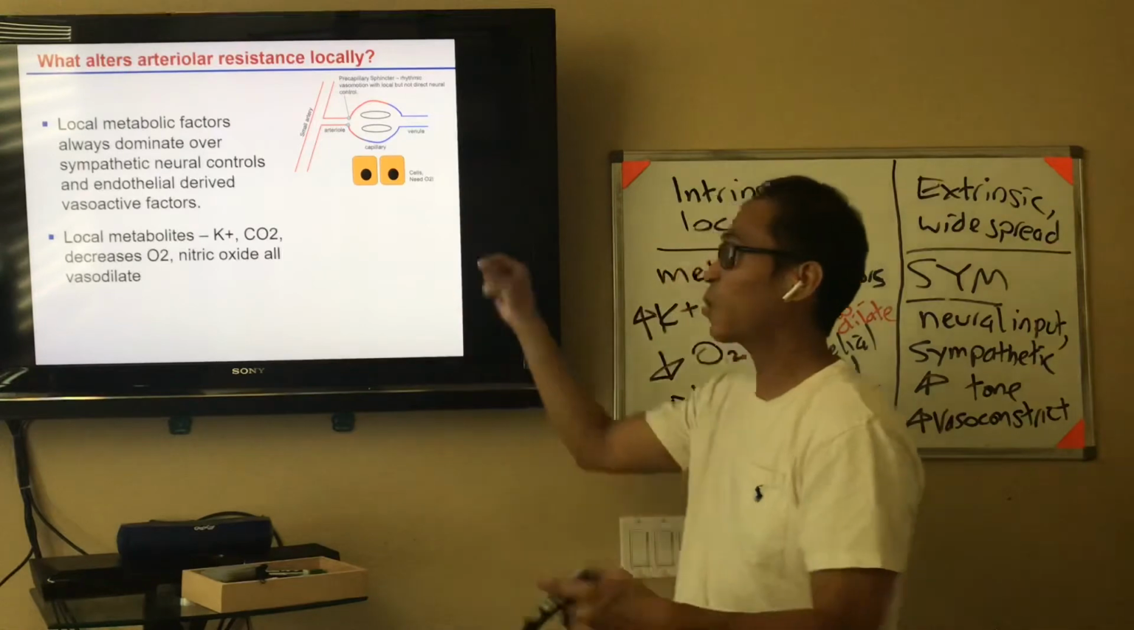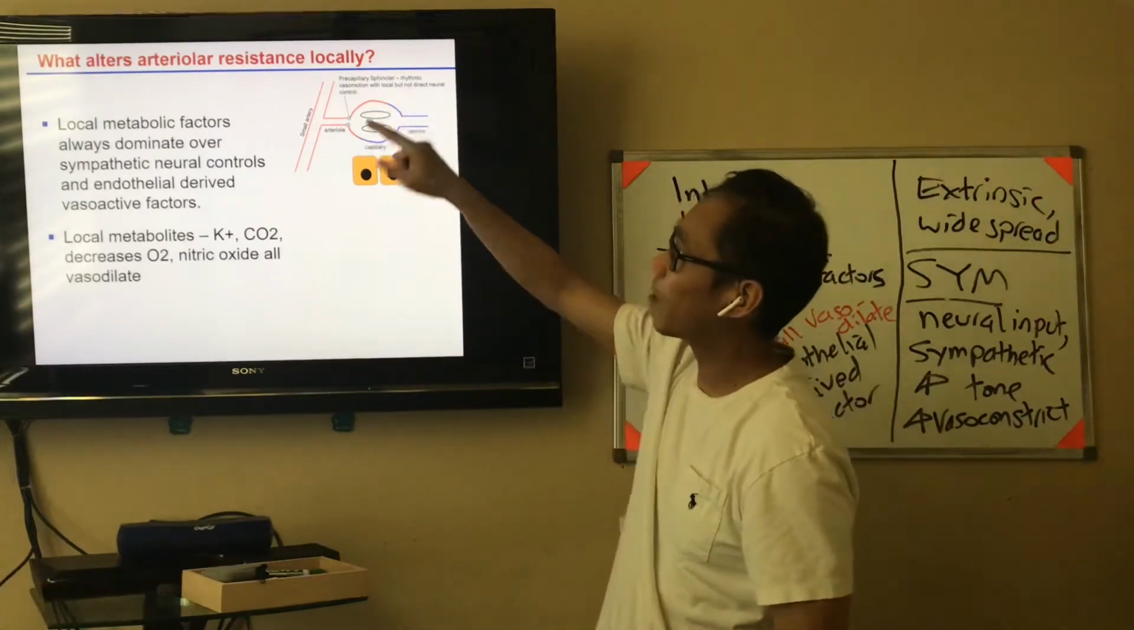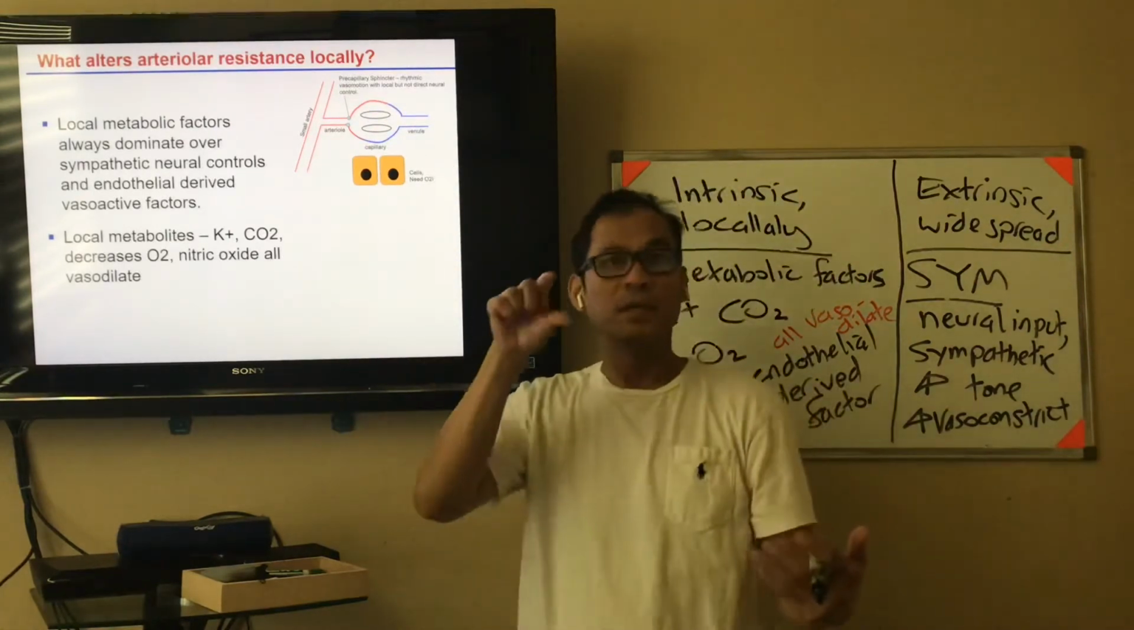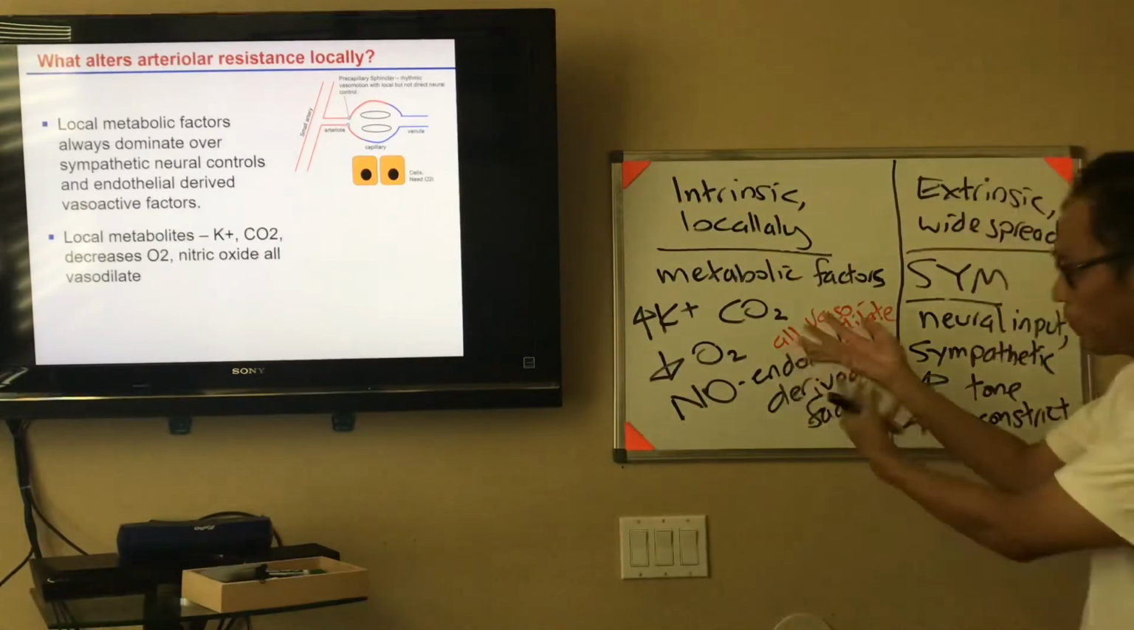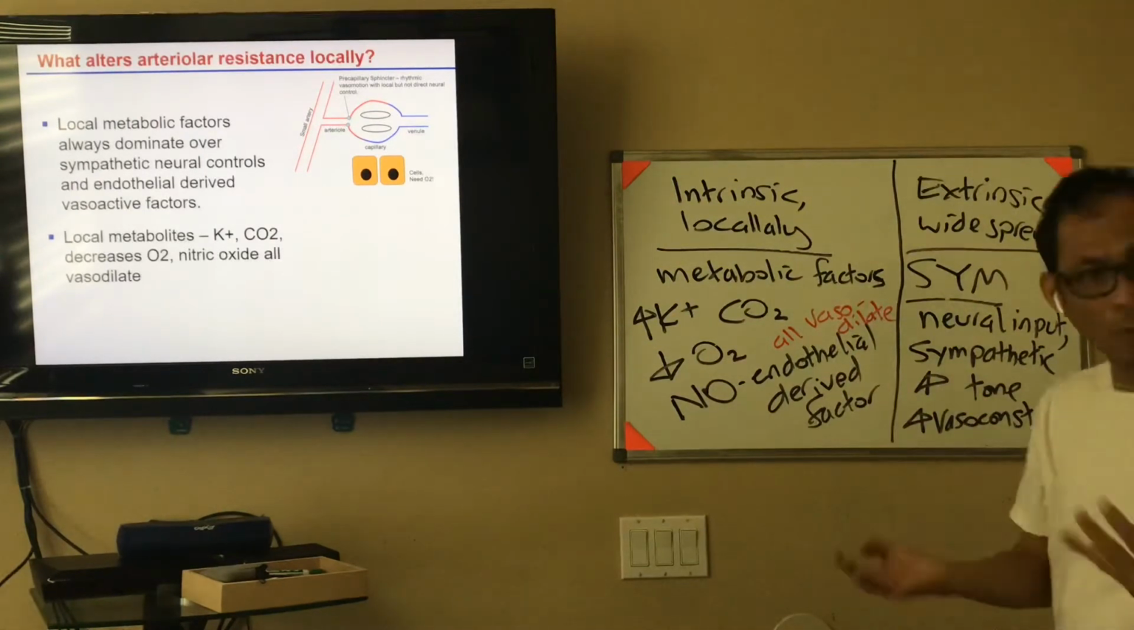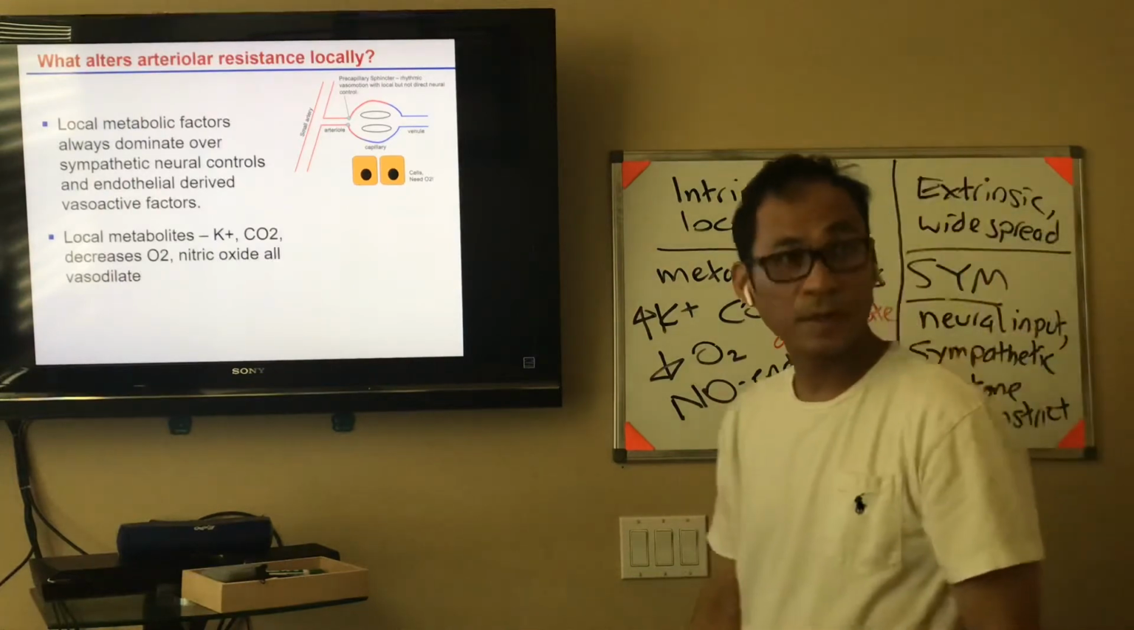So this happens locally, kind of self-regulates. I call it a rhythmic vasomotion. It just kind of does it by itself. And so I've given you a few molecules to know. There's more. You can look it up in your book.